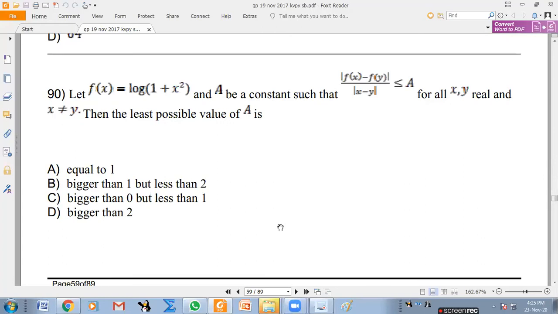So once you understand this, I don't even have to draw the graph of log of 1 plus x square. If required, I'll draw it. It is an even function. F of x is equal to log of 1 plus x square. First of all, f dash x is 2x by 1 plus x square. We all know the range of this.